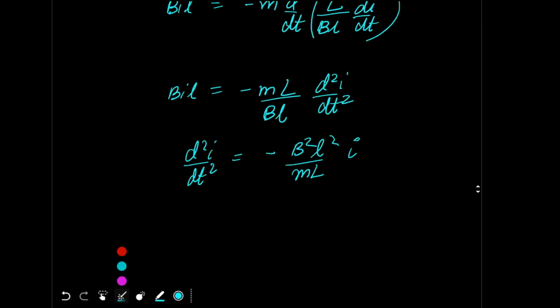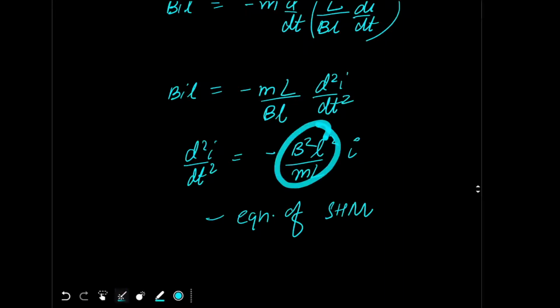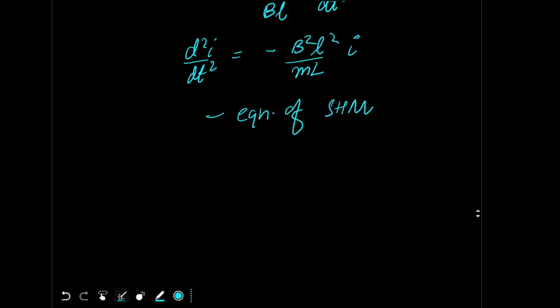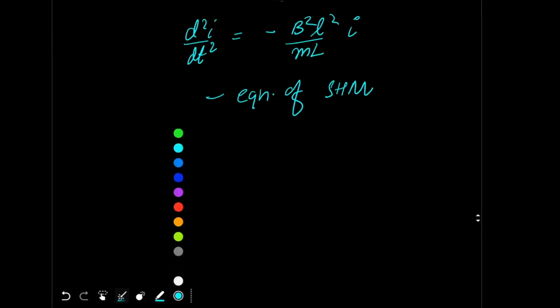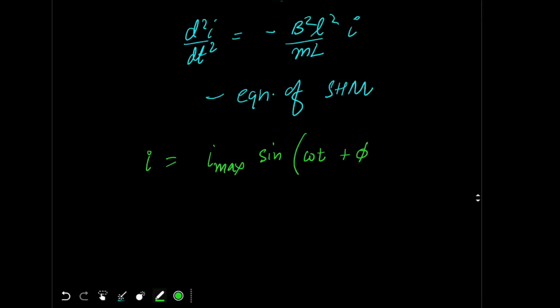If you observe, this is the double derivative of the current, right? So this equation is actually the equation of SHM, where this is the square of angular frequency. So I can now easily write down that I will be equal to I maximum times sine of omega t plus phi, where omega is root of B square L square by mL.